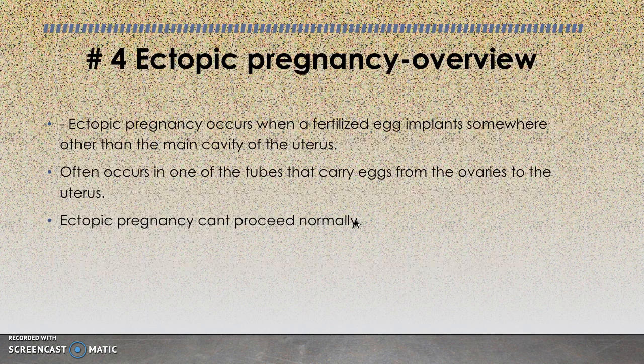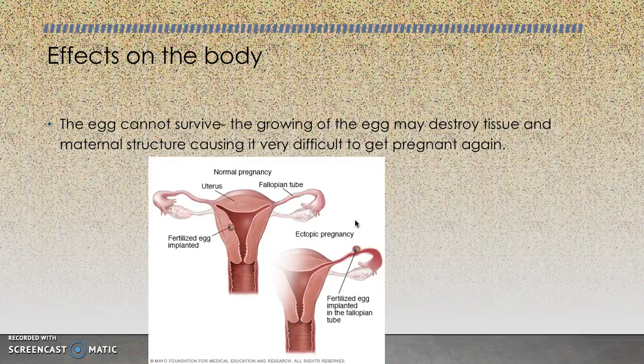So my number 4 medical disease is ectopic pregnancy. And a little overview for you guys: ectopic pregnancy occurs when a fertilized egg implants somewhere other than the main cavity of the uterus. Often occurs in one of the tubes that carry eggs from the ovaries to the uterus. Ectopic pregnancy can't proceed normally. Effects on the body: the egg cannot survive.